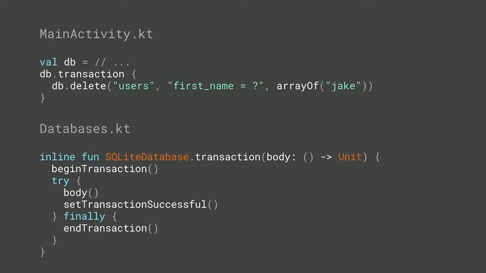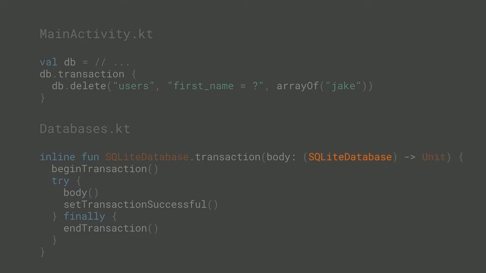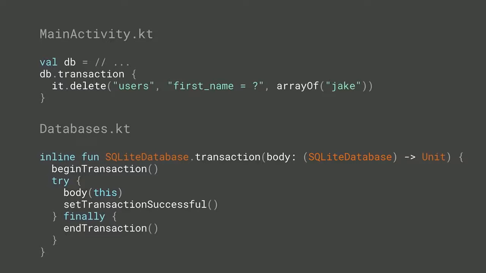One way to accomplish this would be to change the lambda that's being passed into the function such that we inject the database reference back into it. This allows our code to refer to the it parameter, which is when there's only a single argument being passed to a lambda, you can just refer to it as it. This isn't as nice as it could be, though, because now every statement that we put inside this lambda has to have it prefixed in front of it.